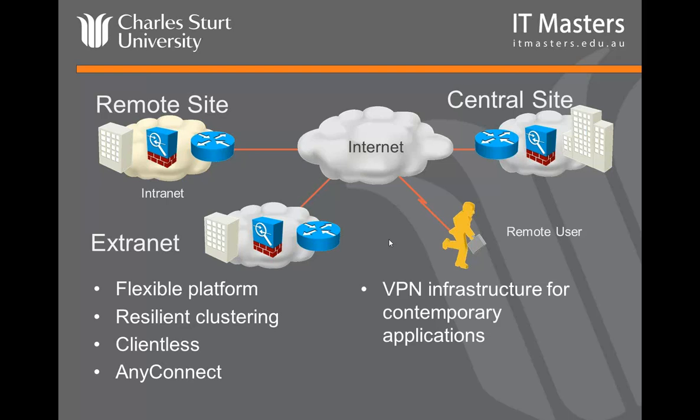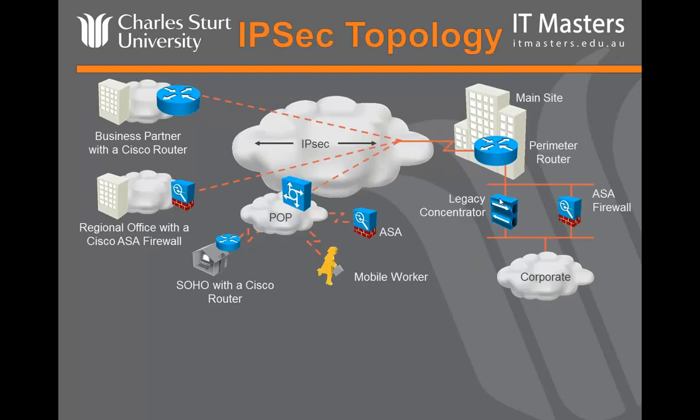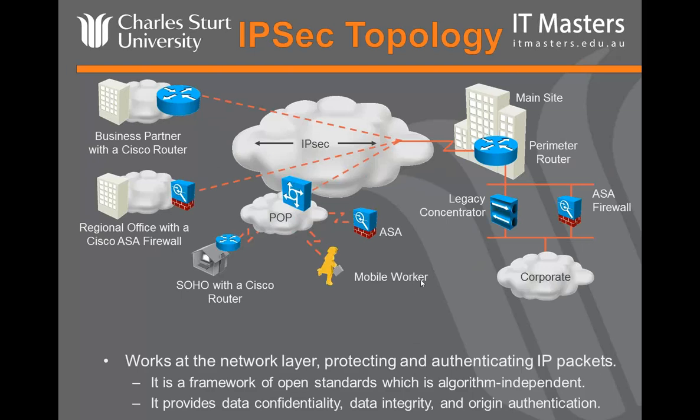So VPN infrastructure for contemporary applications. If you've got applications that you've co-written in-house, or specific applications that you use that aren't web-enabled, then IPSec VPNs really are the way to go. Okay, so IPSec topology. IPSec works at the network layer, protecting and authenticating IP packets. So it protects via your encryption, and authenticates through a number of different mechanisms, which we'll go through shortly.